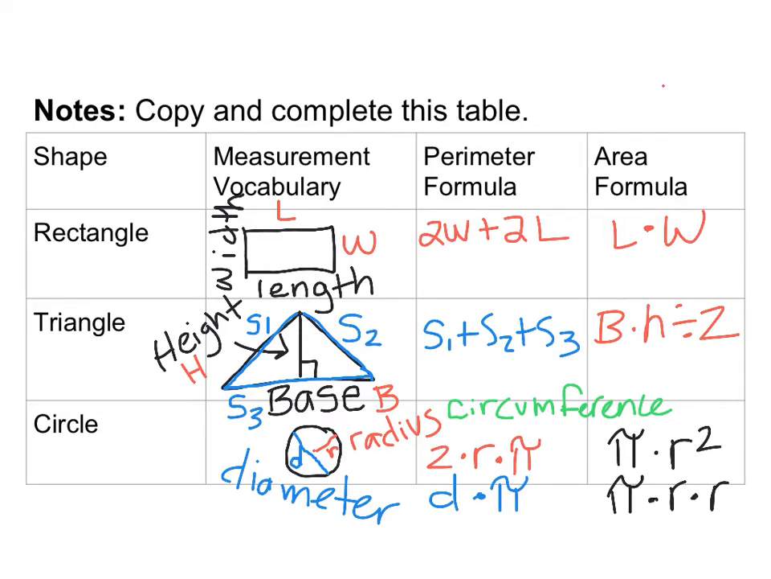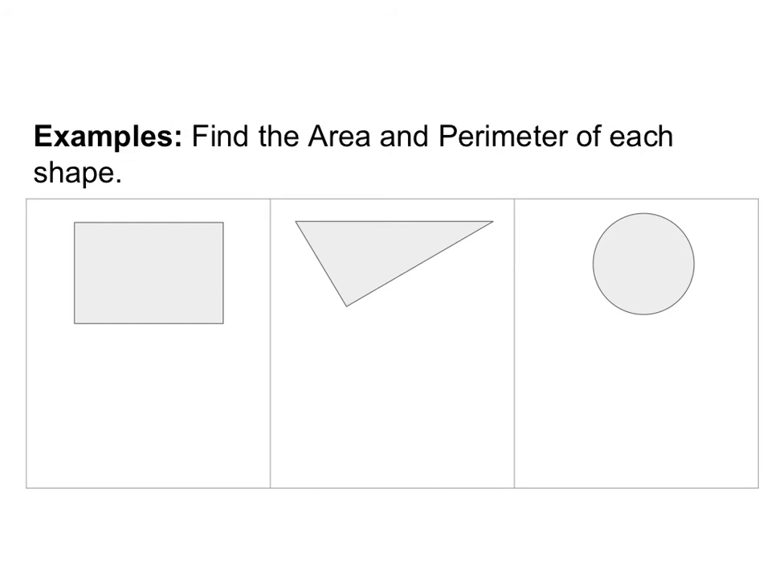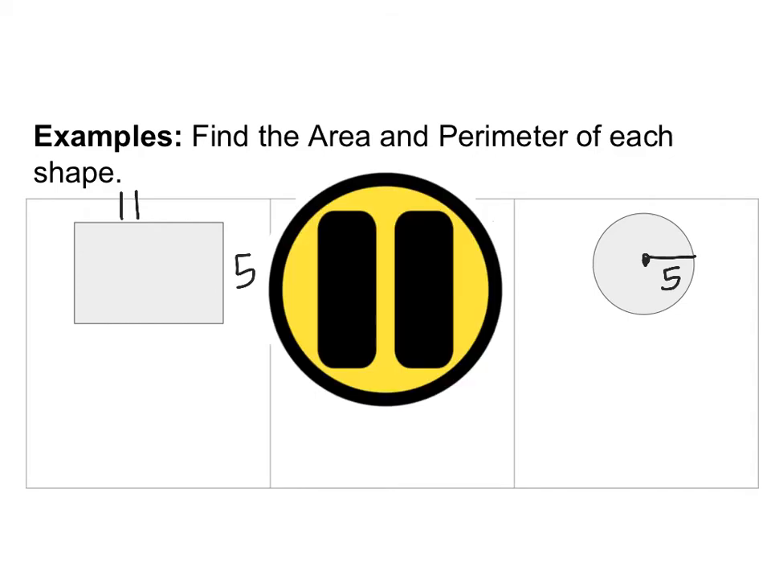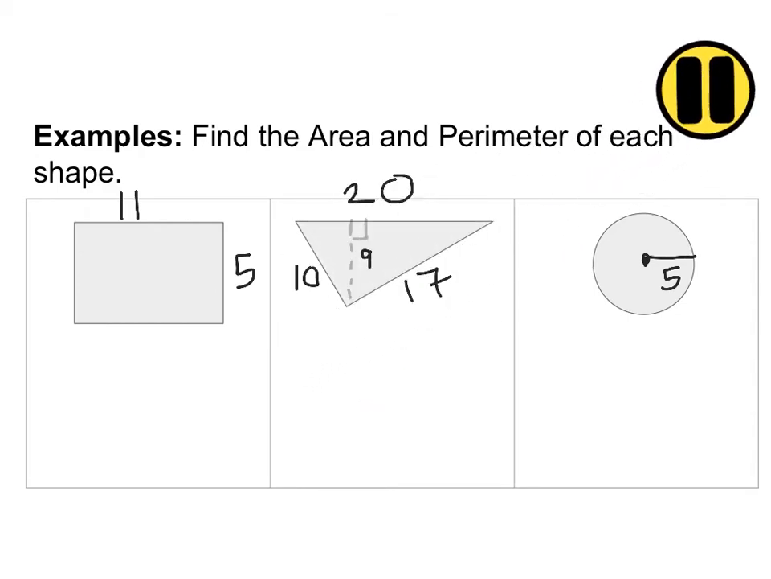All right, so now let's try it. Okay, so here is a rectangle, a triangle, and a circle. Pause this video now and find the area and perimeter of each of our shapes.